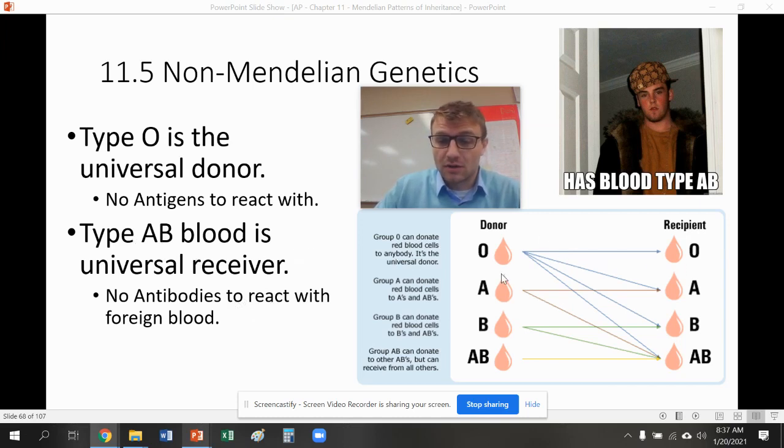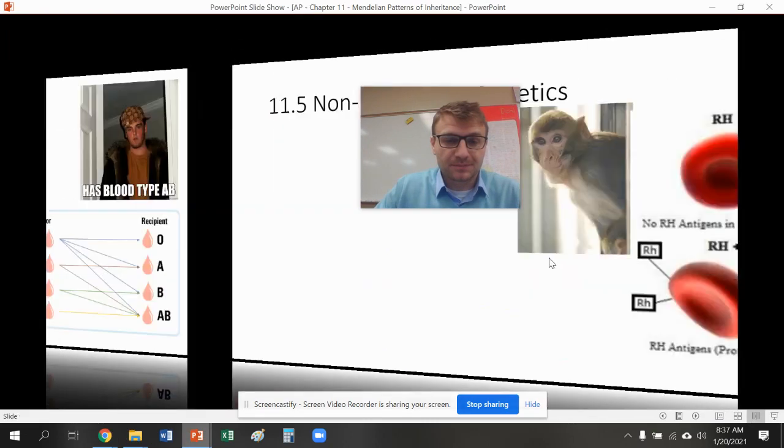So you can see the donor chart here. O can give to anybody, AB can get from anybody, AB can only give to AB, B can give to B and AB. That makes sense. You can just kind of figure out this chart.